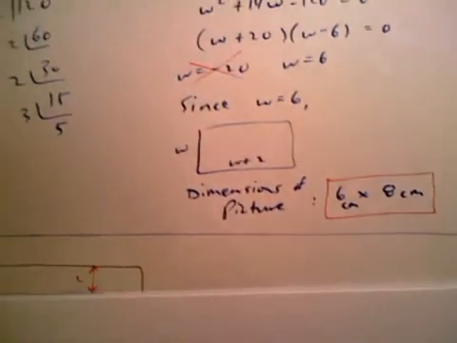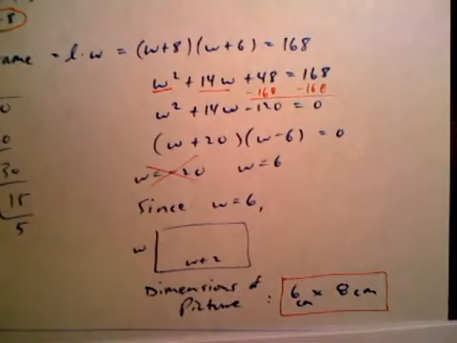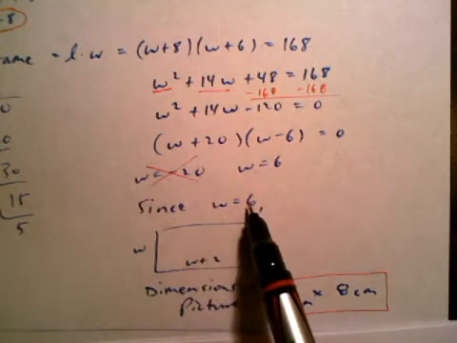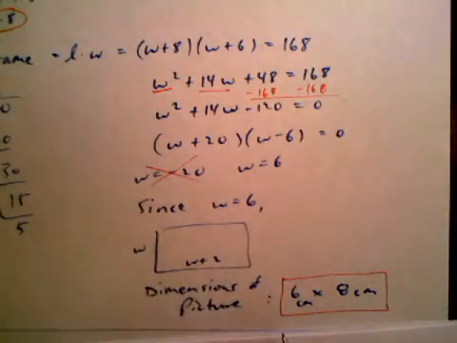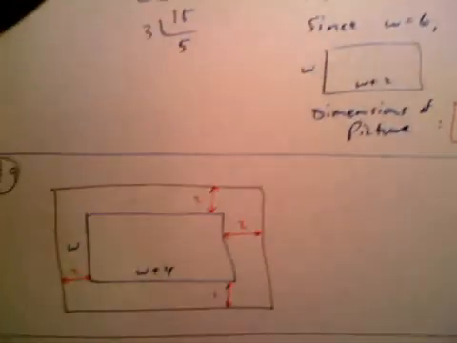The dimensions would be 6 centimeters by 8 centimeters, because eventually you solve for W. You get W equals 6, and then you plug the 6 back in, and then you get the dimensions of the picture. Okay. So let me cruise on over here to number 9.